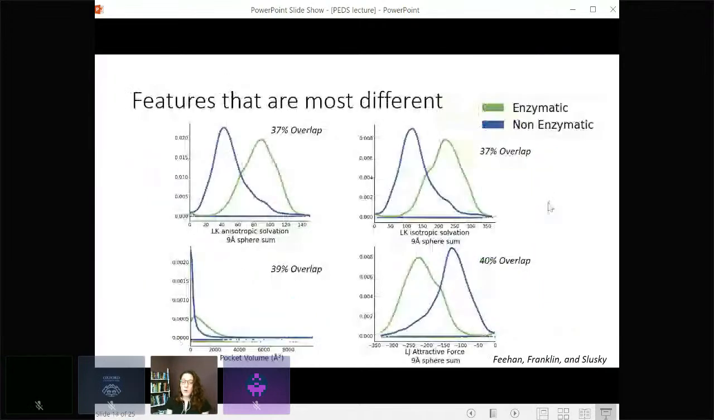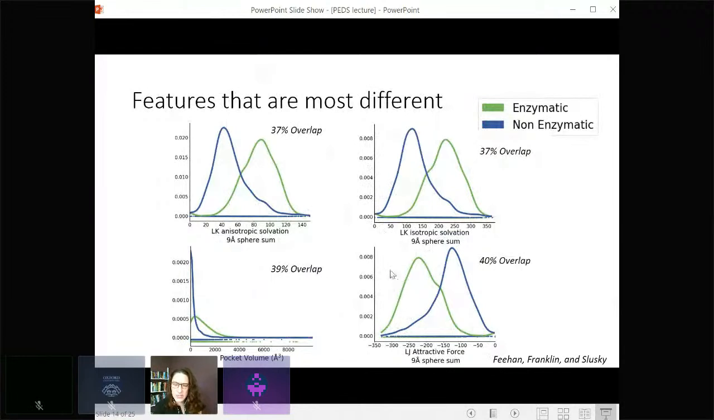Okay. But what are features that are really different that you might expect to see can give you good distinction? And to do this, we look at the overlap between the kernel density estimates. And so these are the lowest overlap of kernel density estimates. And what we have is 3 of these are Rosetta terms. We've got 2 solvation terms from Rosetta, 1 van der Waals term. LK stands for Lazaridis-Karplus, so this is the EF1 potential, and LJ stands for Lennard-Jones. This is van der Waals, or the attractive part of van der Waals.